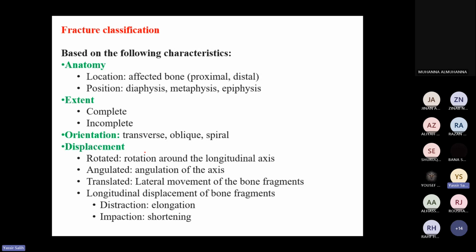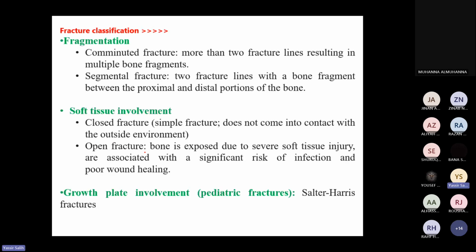Is there displacement? The displacement may be rotation around the axis, or angulation towards the left or right side, which is called axial angulation, or lateral movement of the bone, displaced laterally or medially. The fragment itself may be displaced. There may be impaction of the two fragments, or distraction or elongation, meaning the space increased between the two fragments. You have to comment on all of these things.